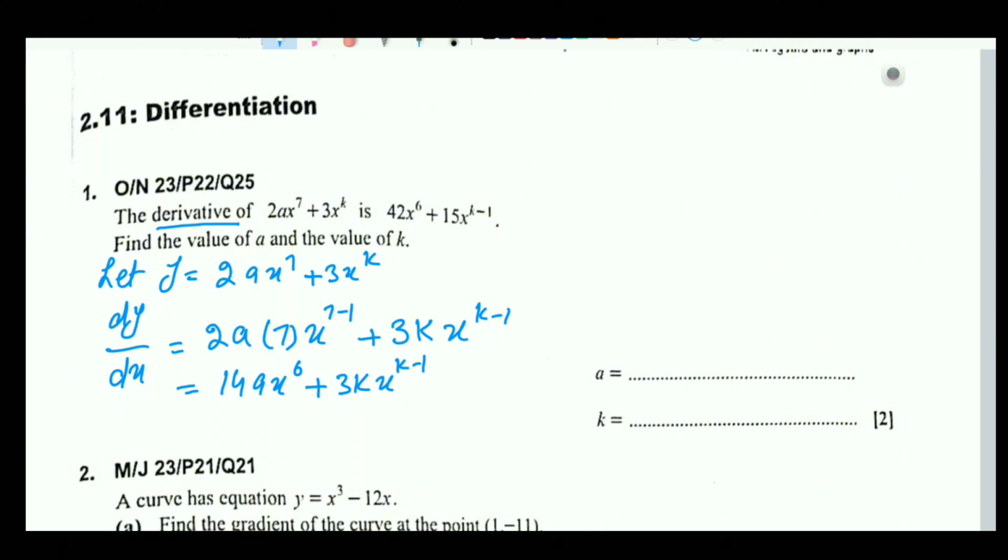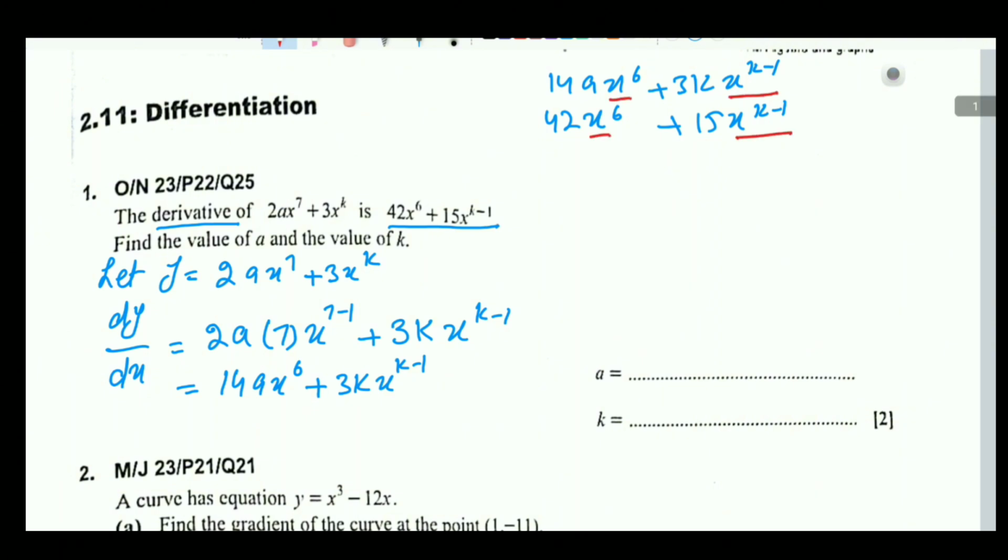Now we have to compare it with the given expression. So if we compare 14a x^6 plus 3k x^(k minus 1) with 42x^6 plus 15x^(k minus 1), we can see that x^6 and x^6 are the same, x^(k minus 1) and x^(k minus 1) are the same. It means that 42 is equal to 14a and 3k is equal to 15.